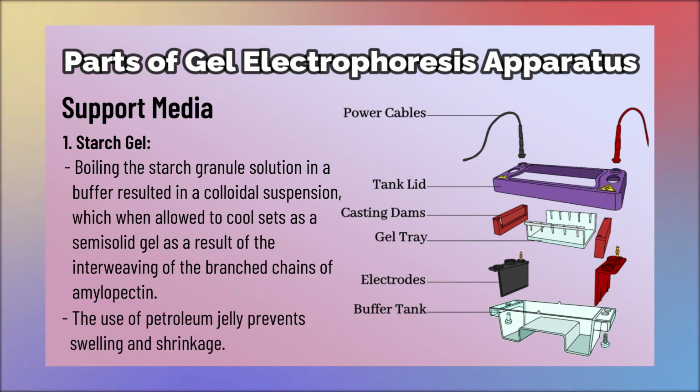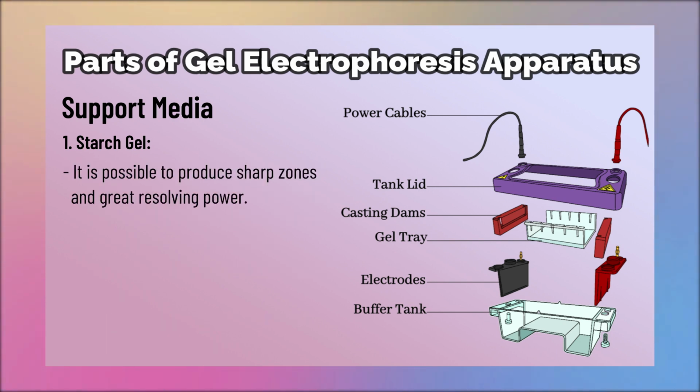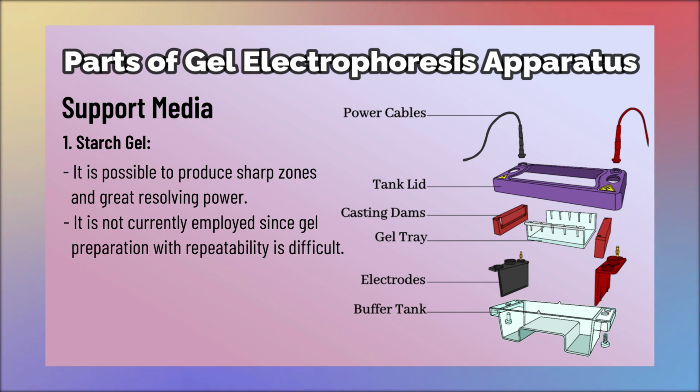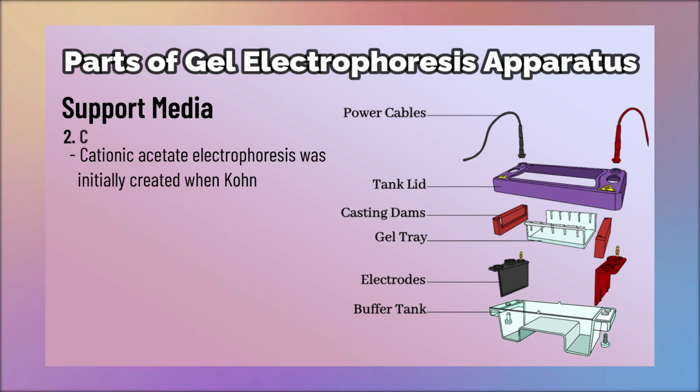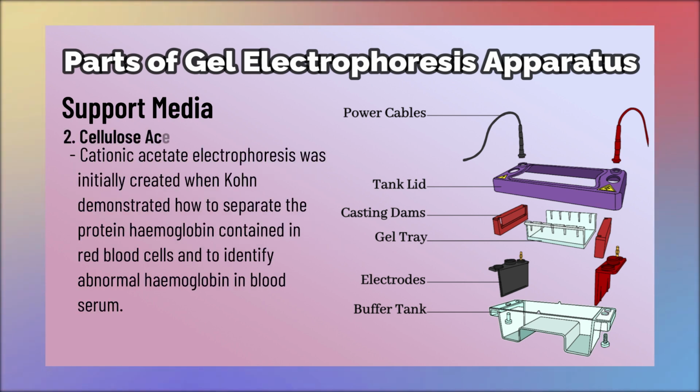Use of petroleum jelly prevents swelling and shrinkage. It is possible to produce sharp zones and create resolving power. It is not currently employed since gel preparation with repeatability is difficult. Number 2 comes the cellulose acetate.